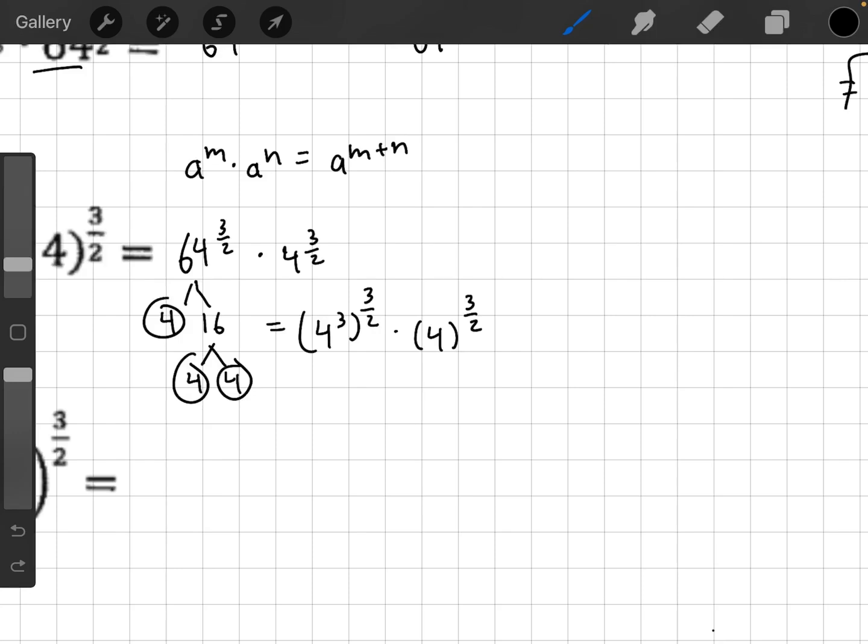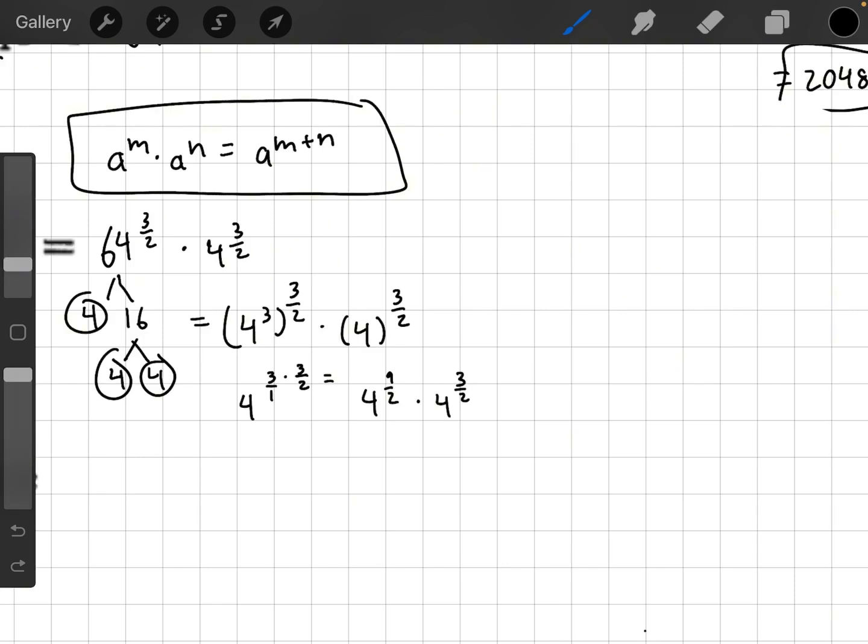When we take an exponent to an exponent, we'll multiply these two exponents together. So we have 4 to the power of 3 times 3 over 2, which equals 9 over 2, because there's a 3 over 1, so 3 times 3 over 1 times 2 is equal to 9 over 2. So that's our exponent. So we'll have 4 to the power of 9 over 2 times 4 to the power of 3 over 2. That's this term.